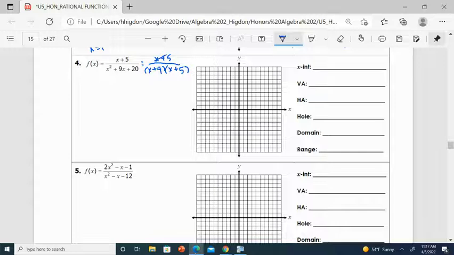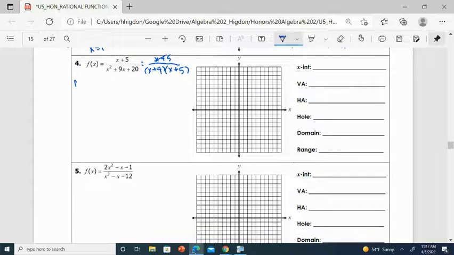Now my x plus 5 is going to cancel, leaving me with f of x equals 1 over x plus 4, because our x plus 5 cancels. That's step number 1. In step number 2, we want to find our x-intercept by setting the numerator equal to 0. Now, again, one more time.